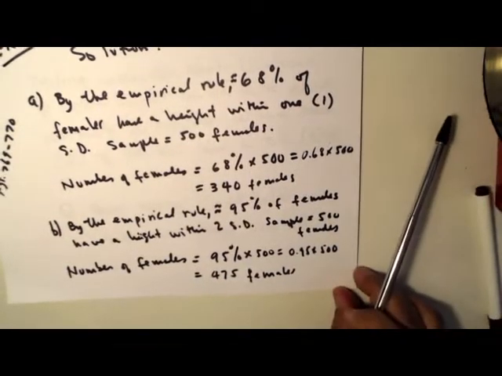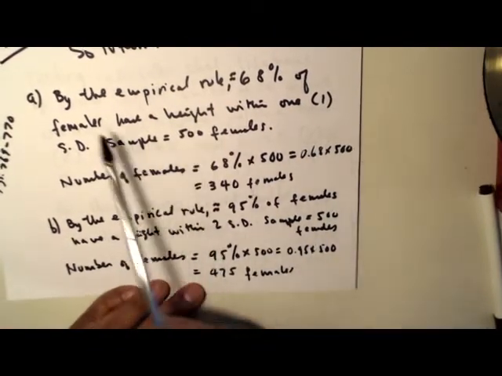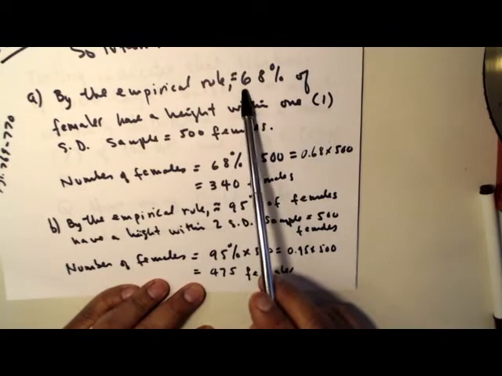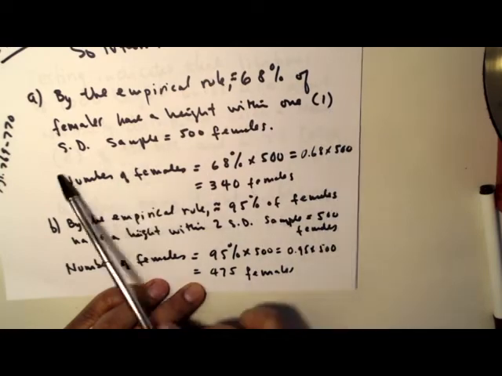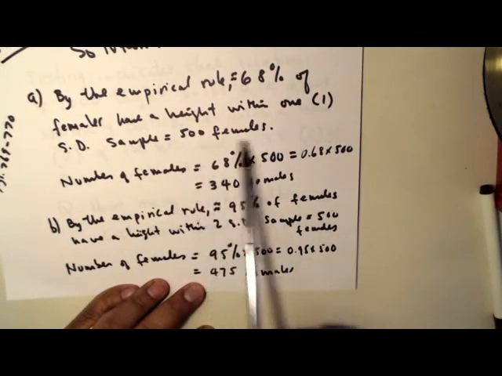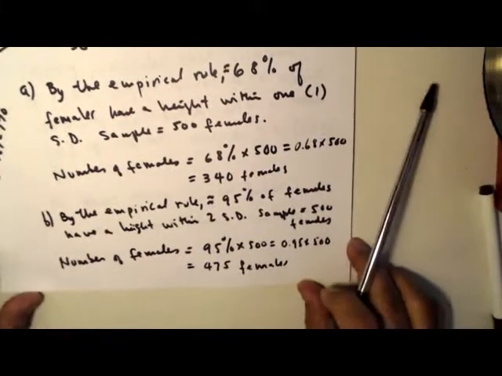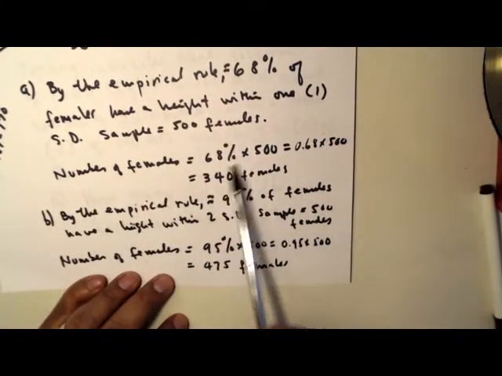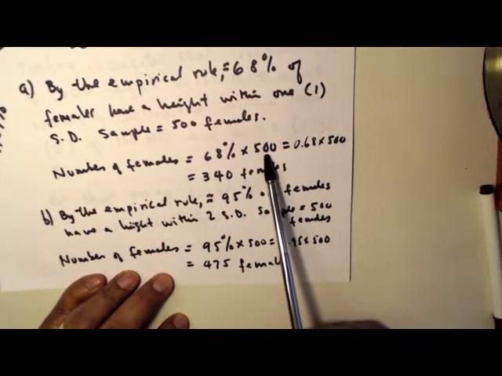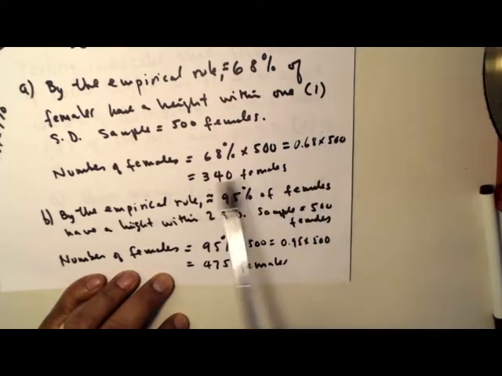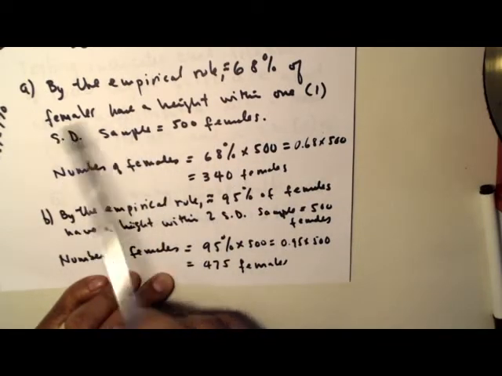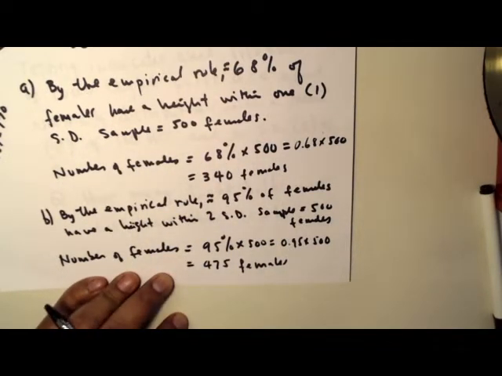And the solution. So the solution is like this. By the empirical rule, about 68% of females have a height within 1 standard deviation. The sample is equal to 500 females. So to calculate this, we know that the number of females will be 68% times 500, and that's equal to 0.68 times 500. So the number will be 340 females within 1 standard deviation to either side, right, of the mean.